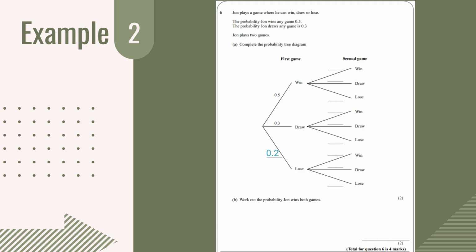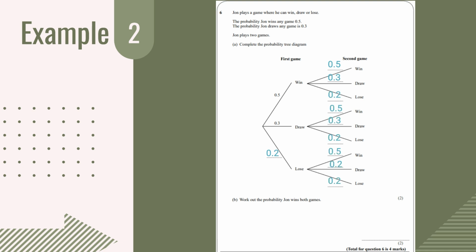Now, notice how it says any game. This is an independent variable because it does not change, meaning for our second game, he has all the same percentages he would in his first game. So the win's going to be 0.5, draw is going to be 0.3, and loss is going to be 0.2. And this is for every single one.